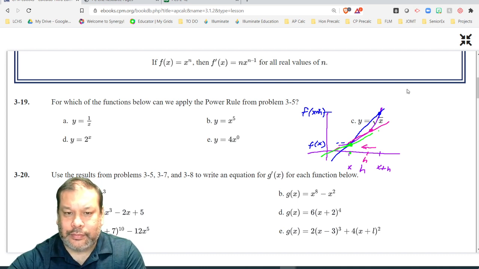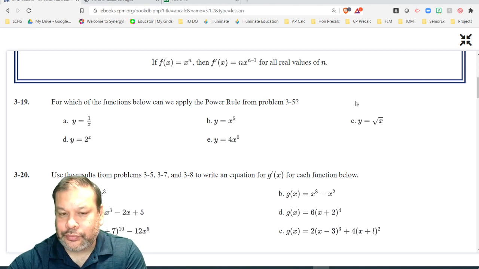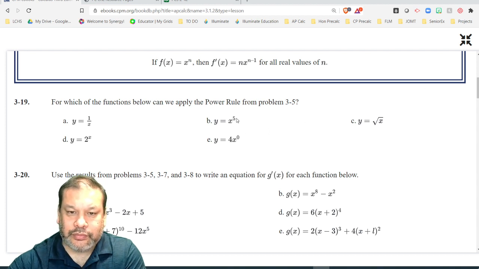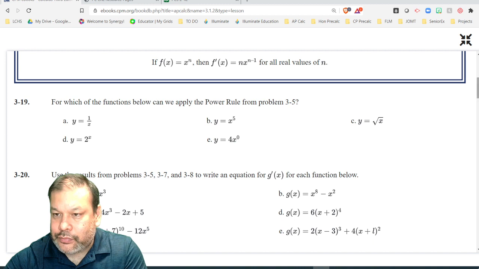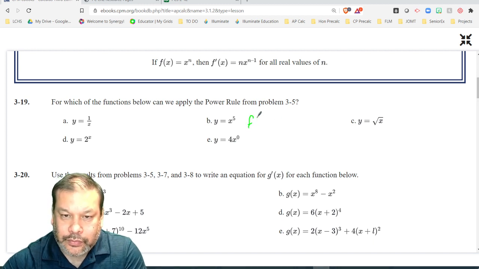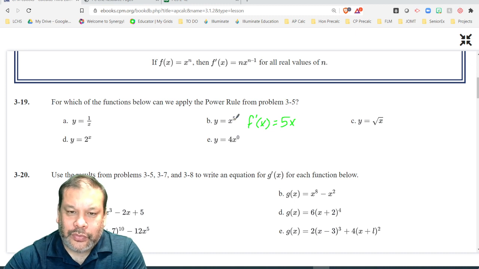So how do we apply this? Let's take a look. For b here, we just multiply the exponent times the coefficient. So f prime of x is equal to 5x, and subtract 1 from the exponent, so it's 5x to the 4.